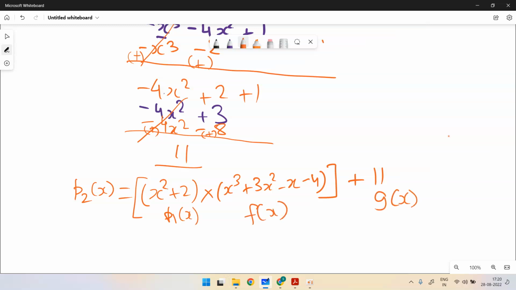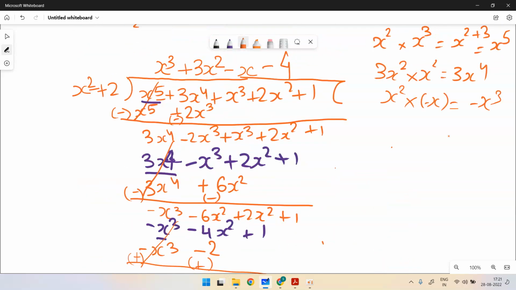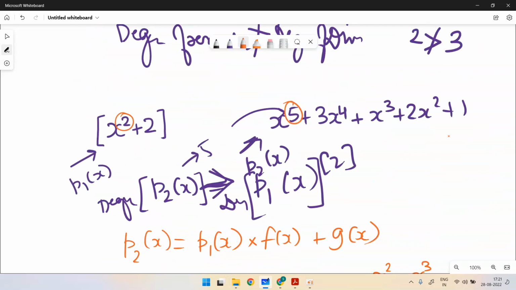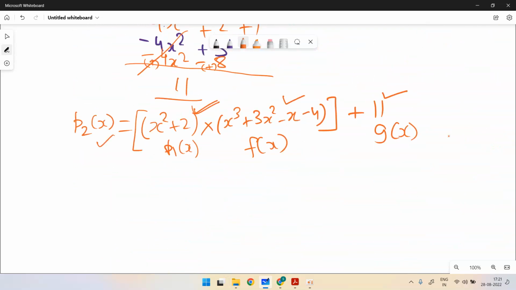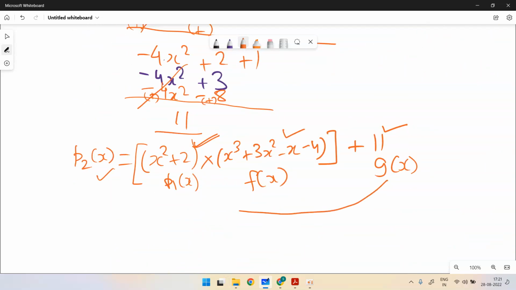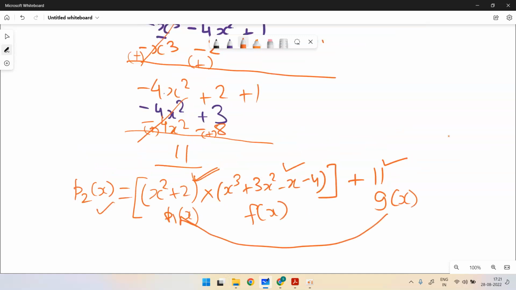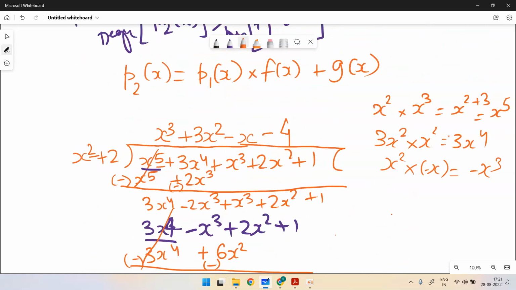I'm just giving a simple denomination to this. Otherwise, this is some dividend equal to divisor multiplied by quotient plus remainder. So we will see that from here the degree of gx is less than the degree of p1x, and it should be.